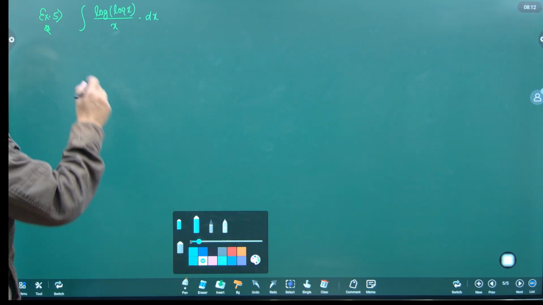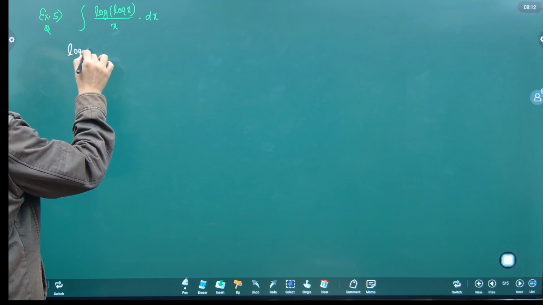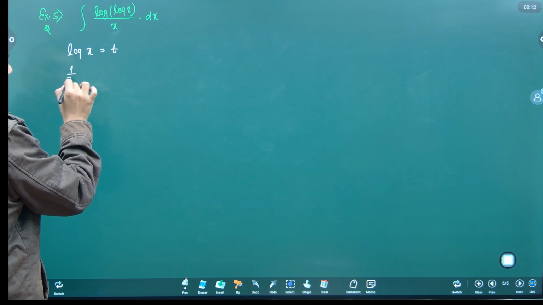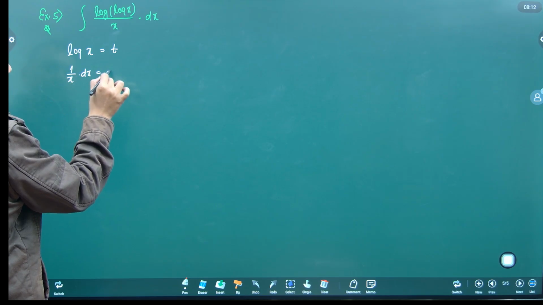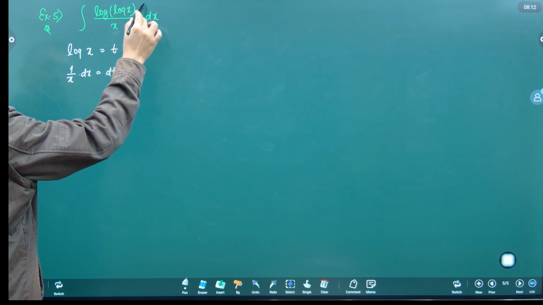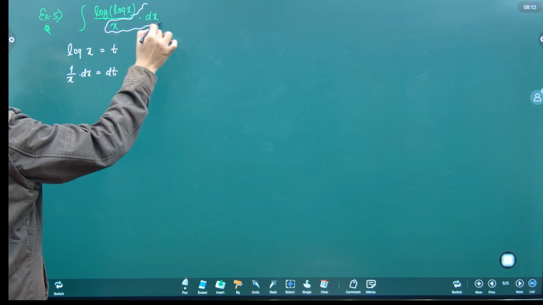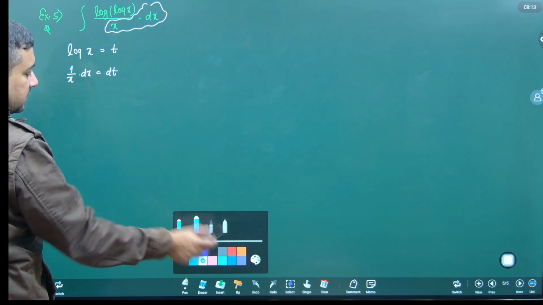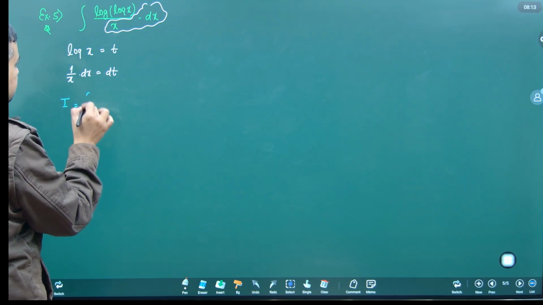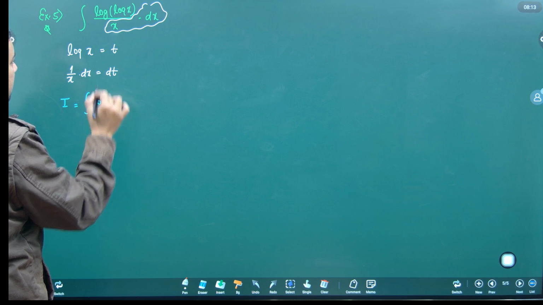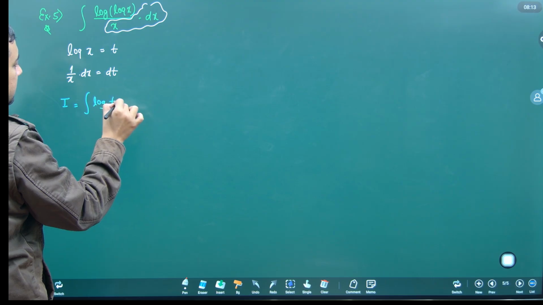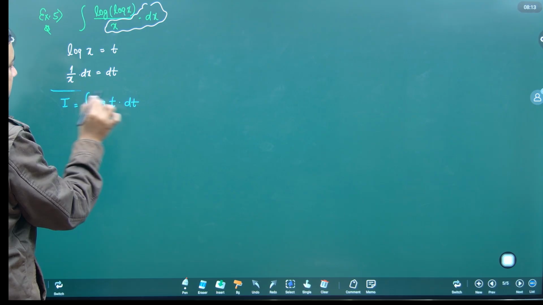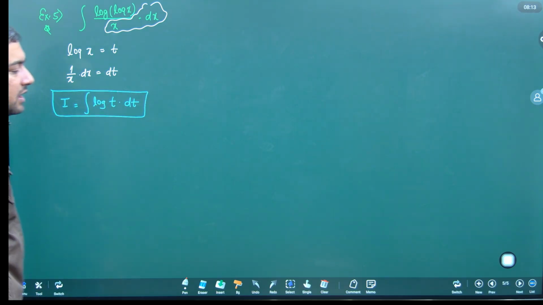what will be the substitution? Let log x is equal to t. So differentiating with respect to x, 1 by x dx will be equal to what? Dt. 1 by x dx. So this becomes dx by x will be dt. So integral becomes what? Log of log x. What is log x? T. And dx by x is what? Dt. This becomes your integral now. Integral log t dt.